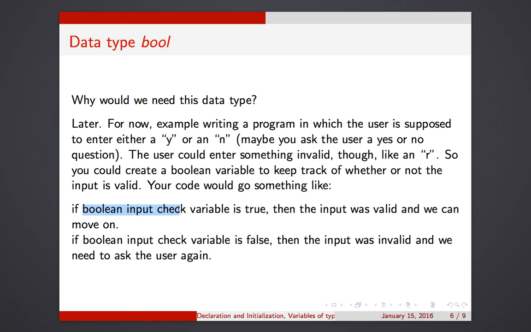If my Boolean input check variable is true, then the user gave me a Y or an N and I can move on. If the Boolean input check variable is false, though, that means they entered something bad, so the input wasn't valid, and we would have to ask the user again. Maybe the user mistyped. So basically, Boolean variables are good when you have just two options for something. Either they entered something valid, or they didn't. So in this case, you could use a Boolean variable to keep track of those two outcomes. Just for example. Okay, so we're not going to use this for a while, but here's a little introduction to it.